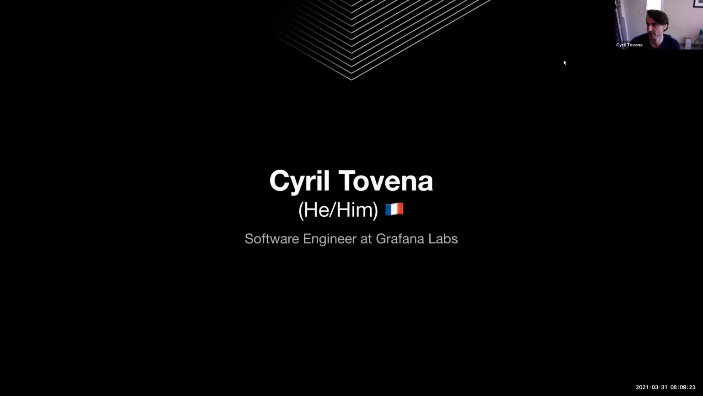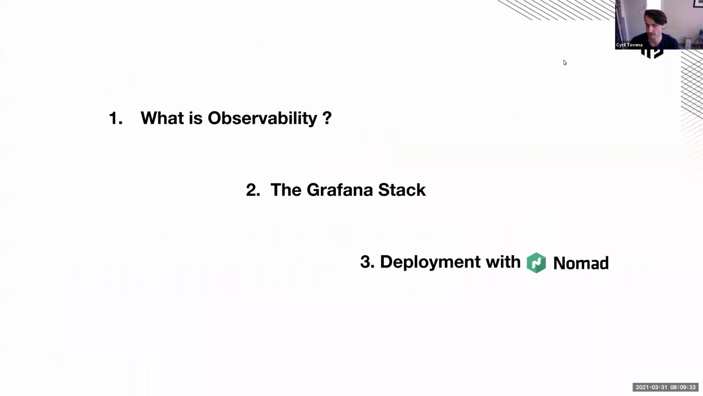So hello again, everyone. I'm Cyril. I'm from France. I work at Grafana Labs on the Loki project. And this talk is going to be in 3 parts. The first part, we're just going to set grounds on what is observability. And then the second part, we're just going to see what's the Grafana idea of observability. And then the last part is going to be on Nomad. So we're going to apply that directly to Nomad.